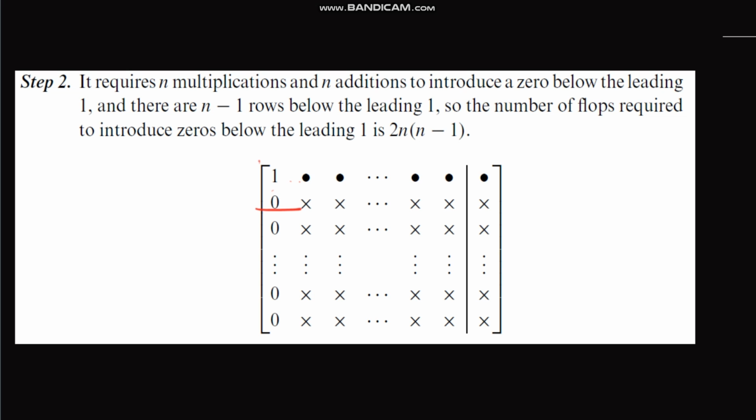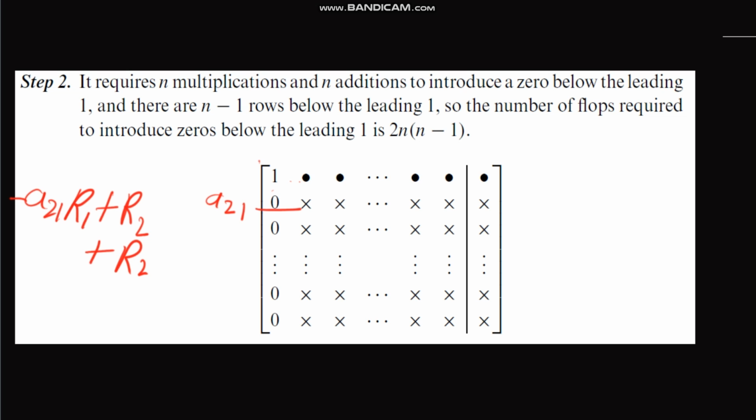This entry is, for example, in the second row, first column. What does the computer do? The computer multiplies the second row, first column entry with row 1, then takes the negative of this one and adds it with R2, and we get the new R2.